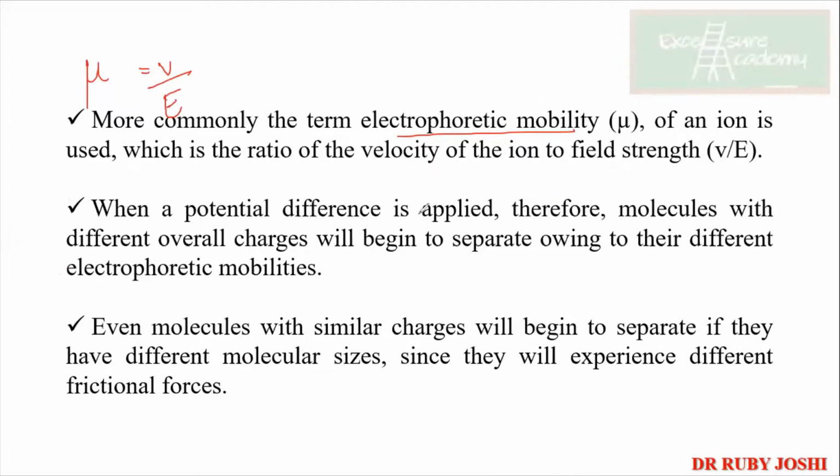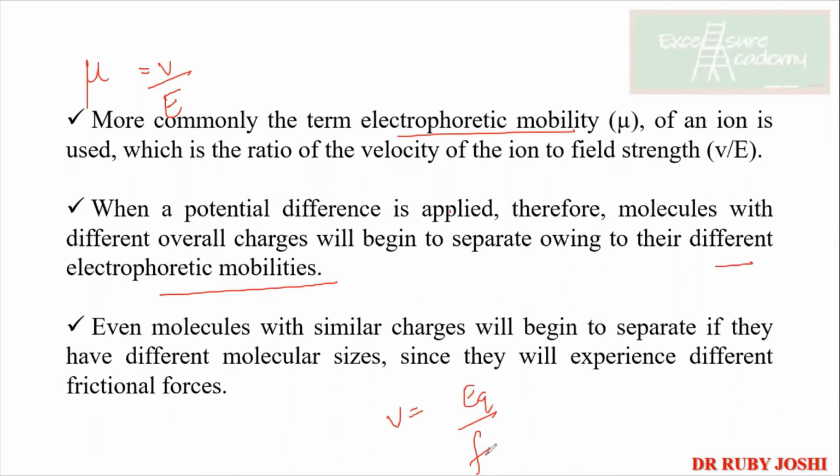Now, when a potential difference is applied, molecules with different overall charges will begin to separate depending on their difference in electrophoretic mobilities. We just said it is all because of the size and shape of the molecule, right? Because the size and shape influence the electrophoretic mobility, it becomes easy for the instrument to separate DNA of larger and smaller size. Now, for a larger DNA molecule, what will happen? The frictional force is going to be very high. Do you agree? Right now we saw velocity is equal to EQ by small f, right?